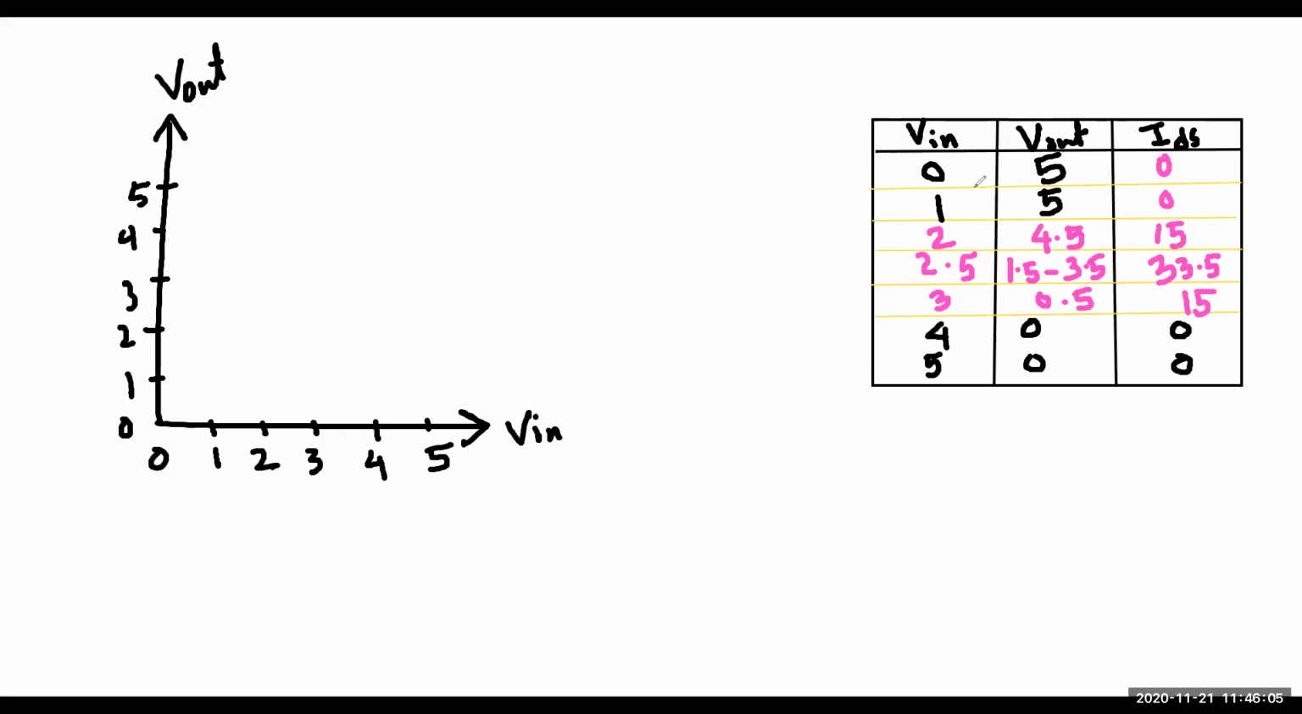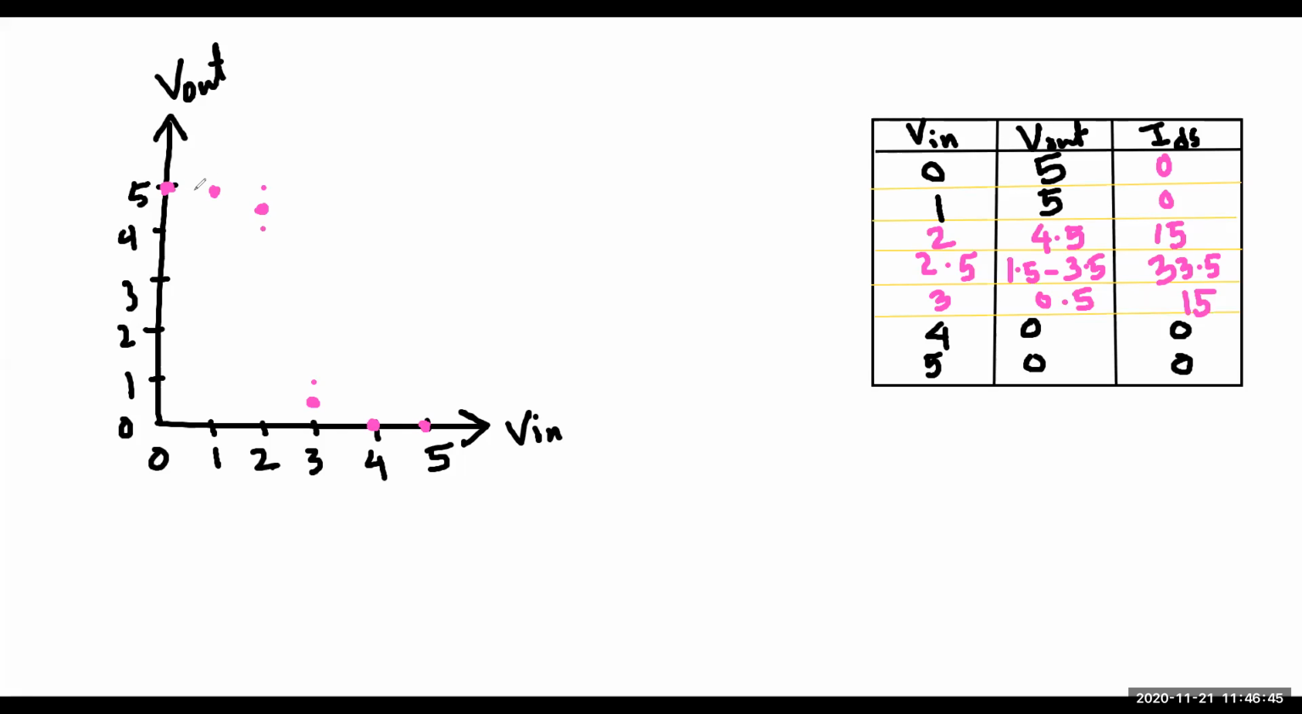Now let's put the points. For 0, the value is 5. Understood, everyone? For 1, the value is 5. For 2, the value is 4.5. Here is 4, here is 5, so 4.5 should be here. Understood? For 3, let's skip 2.5. For 3, the value is 0.5, here. For 4, the value is 0. For 5, the value is 0.